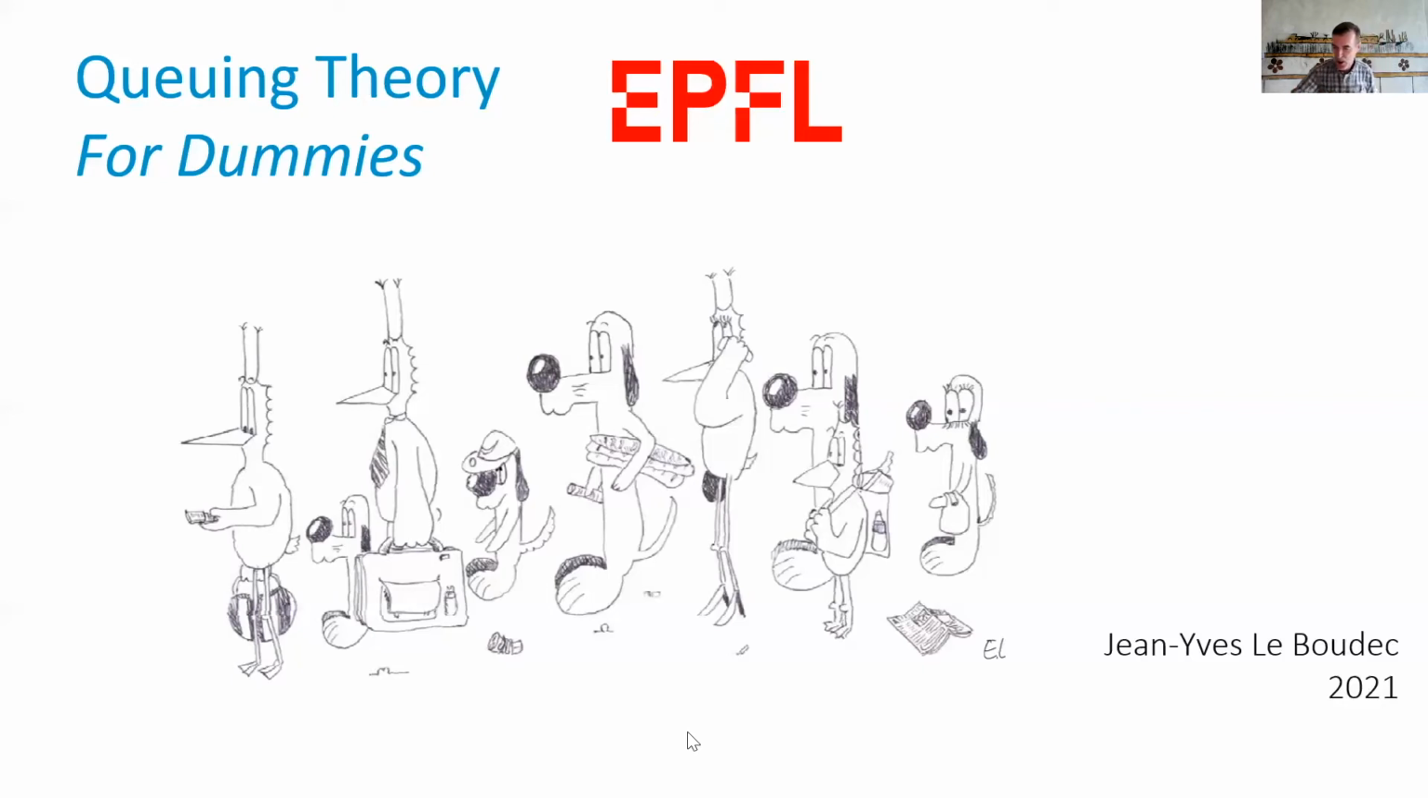Welcome to the second part of the course on queuing theory. So we continue our exploration of everything you need to know about queuing theory. Last week, we saw a few operational laws, among which the very well-known Little's law. Today, we will start by studying the classical results for single queues.